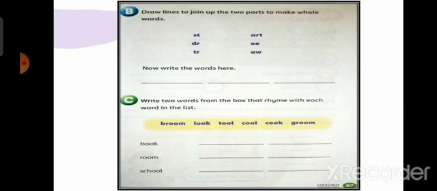Yes, you are right. 2 words that rhyme with book, they are look and cook. So cut these words from the word bank and write on these lines: look, cook. Yes, you have to cut these two words from the word bank and write here on these two lines.